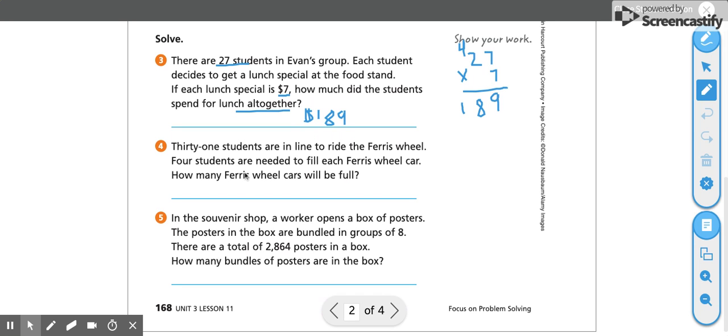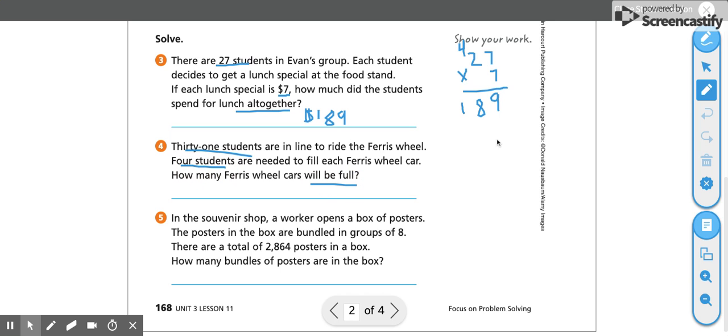All right, number 4. 31 students are in line to ride the Ferris wheel. 4 students are needed to fill each Ferris wheel car. How many Ferris wheel cars will be full? So we have 31 students. We can only fit 4 students in each car, and how many will be full?